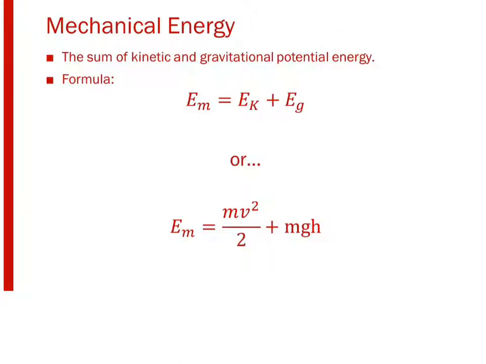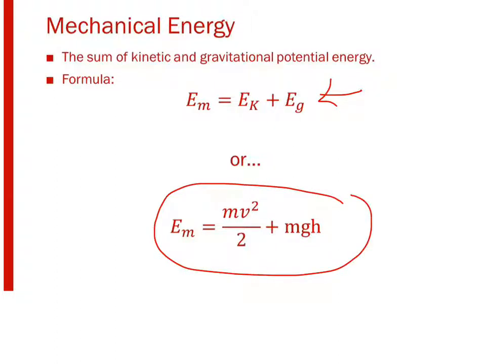So here's our formula for mechanical energy. The sum of the kinetic and gravitational potential energy is what mechanical energy is. Here we have our one formula that just has EK plus EG, or we can write it out in its long form, which is really how you're going to be using it. You're probably going to use that equation more often. Sometimes though, you're only given information to either help you calculate kinetic energy or potential energy, where the other one is going to be zero. And then you can use this formula again later on.